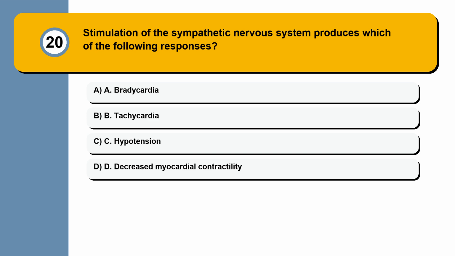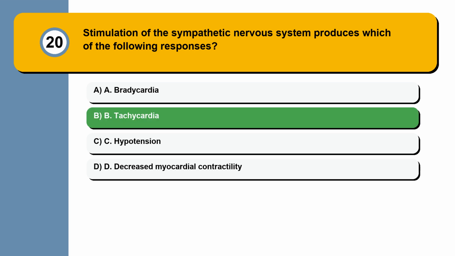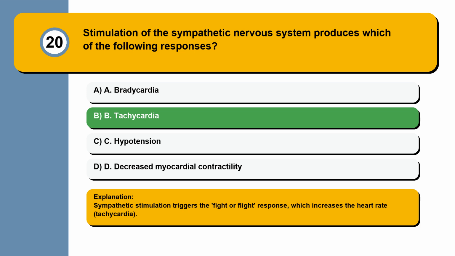Question 20. Stimulation of the sympathetic nervous system produces which of the following responses? A. Bradycardia. B. Tachycardia. C. Hypotension. D. Decreased myocardial contractility. Sympathetic stimulation triggers the fight or flight response, which increases the heart rate, causing tachycardia.